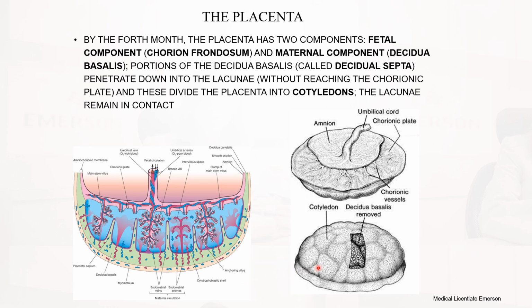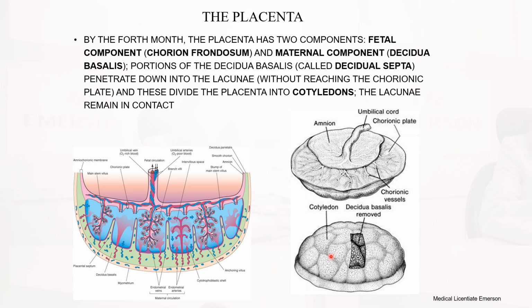So what we're just talking about is that after the placenta is formed, it has two components: the fetal component and the maternal component. Then, on the maternal component, where the decidua basalis is, the decidual septa penetrate into the lacunae without reaching the chorionic plate. So they make these demarcations you are seeing. One of these demarcations is what we call a cotyledon. Since there are many, we say they divide the placenta into cotyledons. That's what we are talking about here.